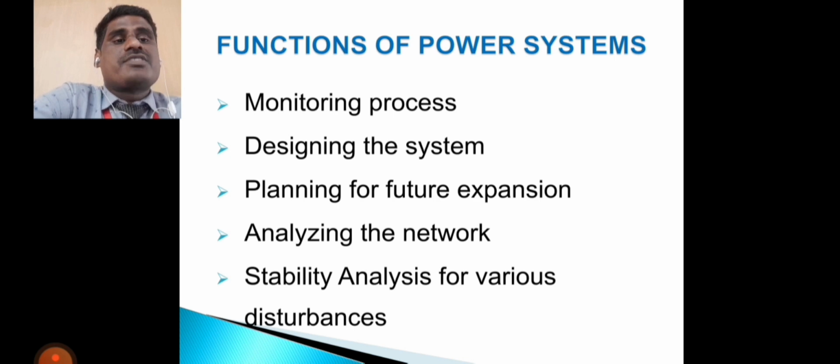And the next one is functions of power system. In the functions of power system, the first one is the monitoring process. Monitoring for what? Your bus voltage is monitored, which means your real power and reactive power are monitored for the various transformers, lines, or feeders, which are connected through these buses only. So the voltages of the entire buses are monitored in the monitoring process.